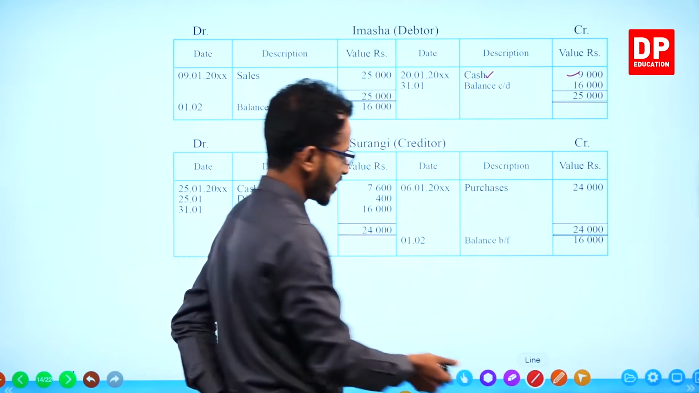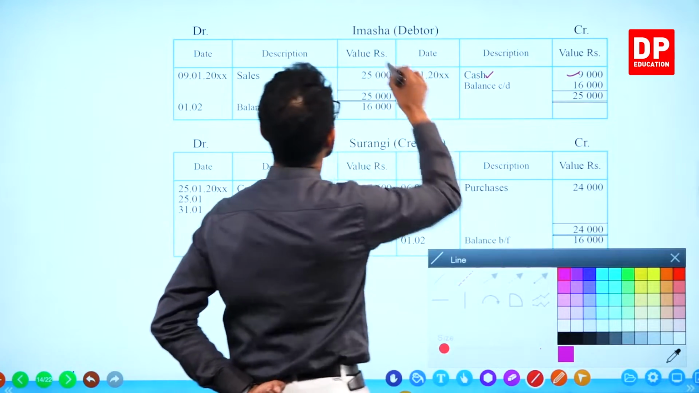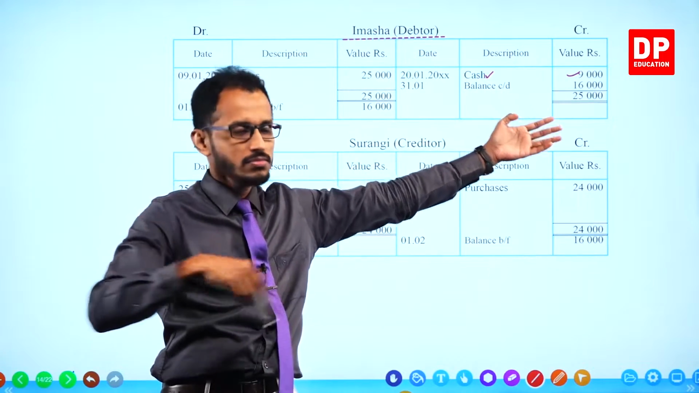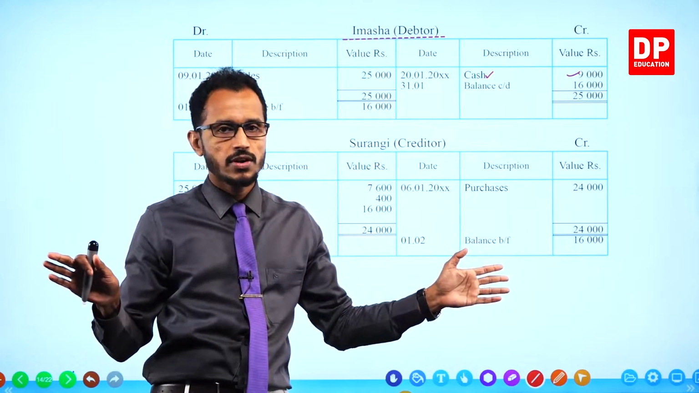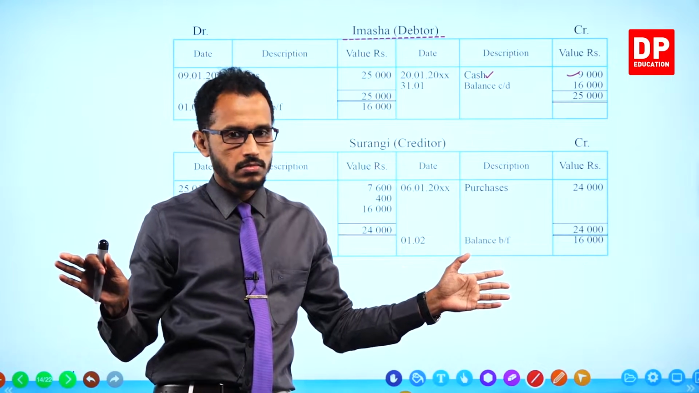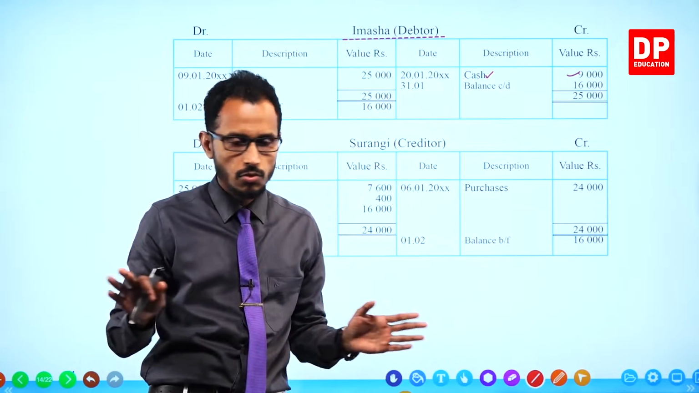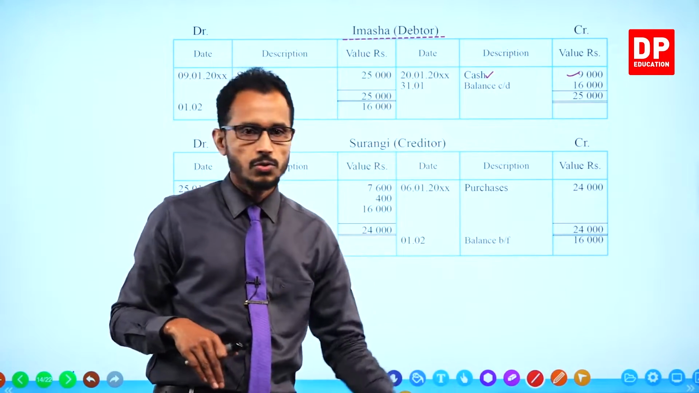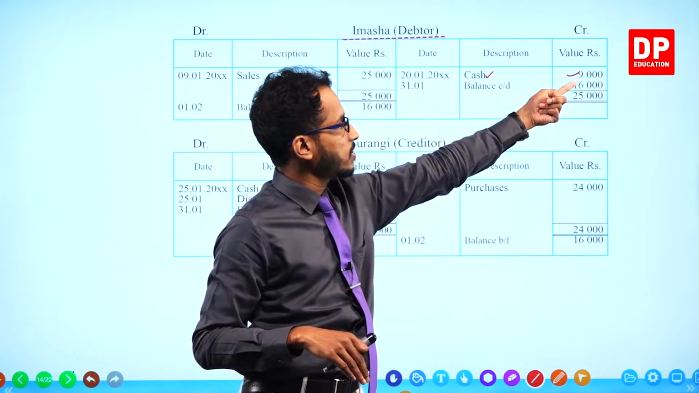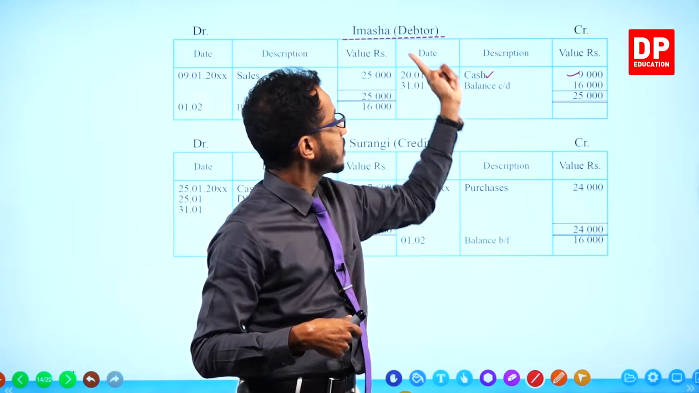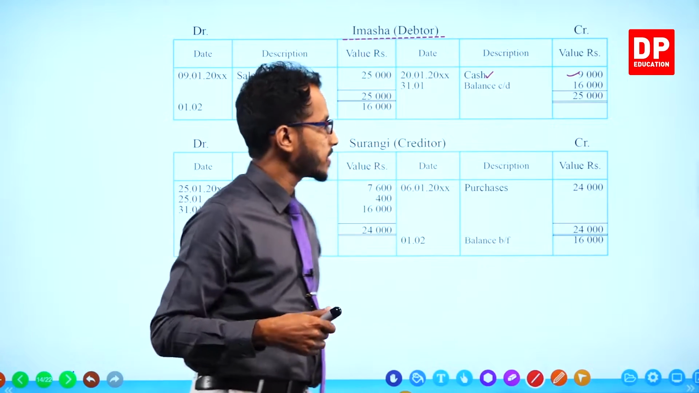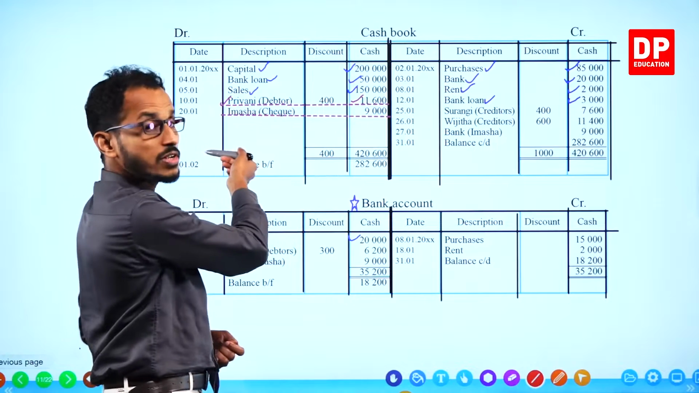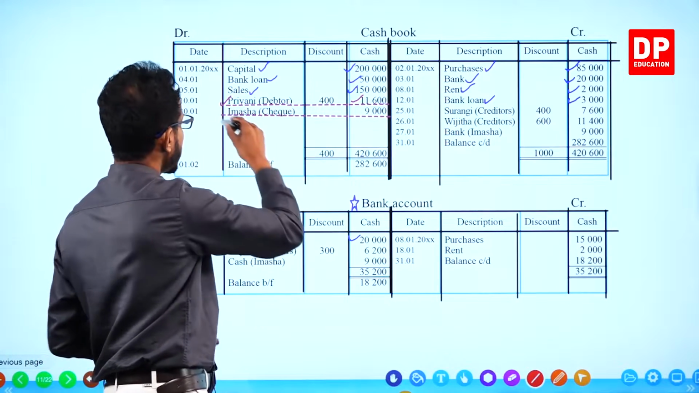Imasha, credit, because debtors decrease. Debtors decrease. They are credited. When they pay money to us, they don't have to pay us anymore. So when our debtors pay us, our debtors go down. So payment received from Imasha decreases the debtors. That's why it is credited. Debited to cash book because we received money coming in. That is done.